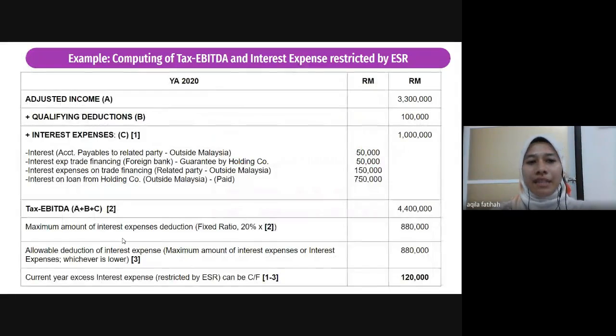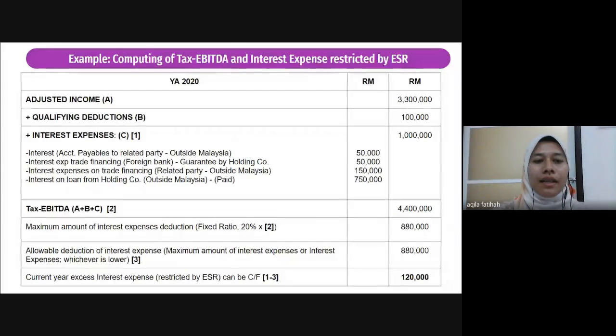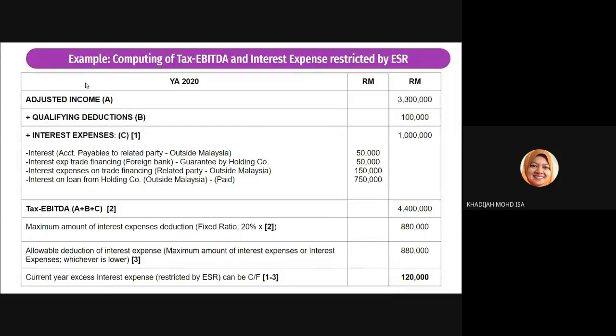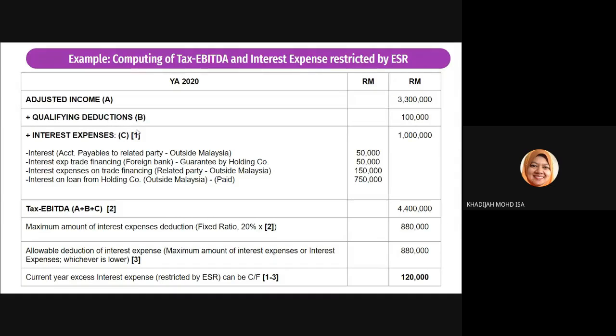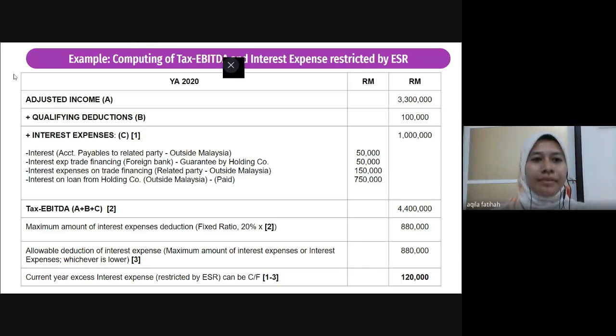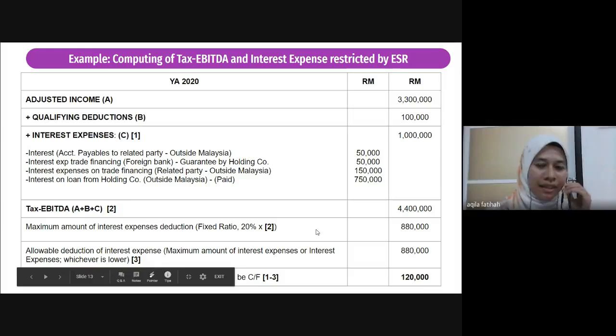So the first step is computing the tax EBITDA. Sorry, this one is for XYZ Co. Yes. So that means XYZ Co is the one that pays interest. Yes, to ABC Co, for example. Yes. Okay.